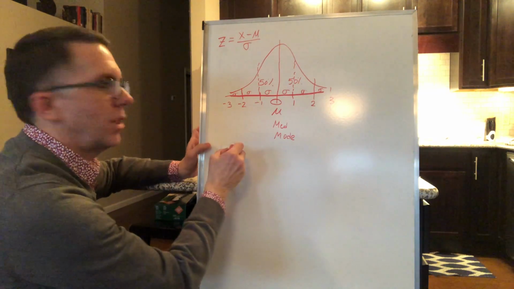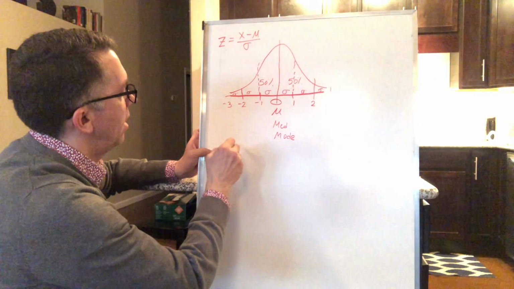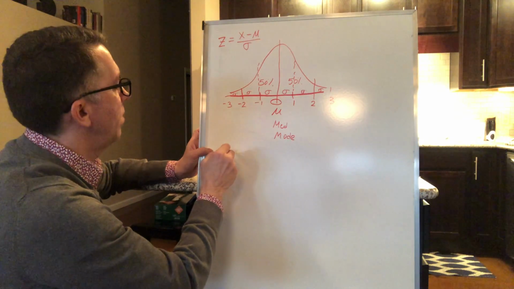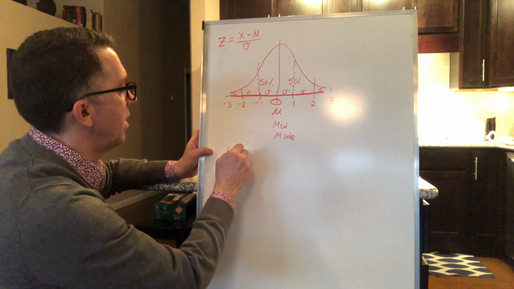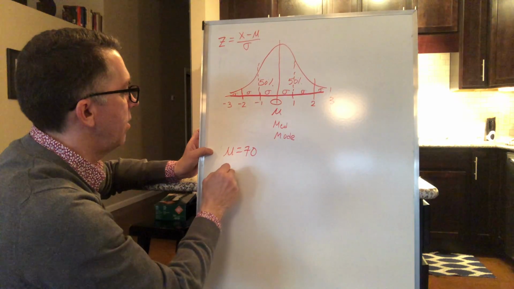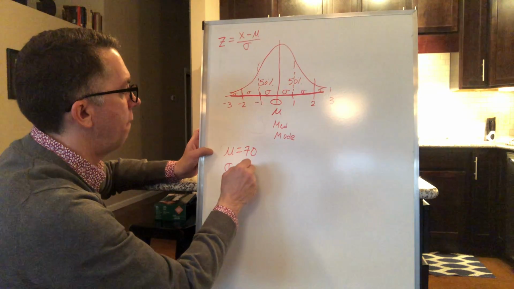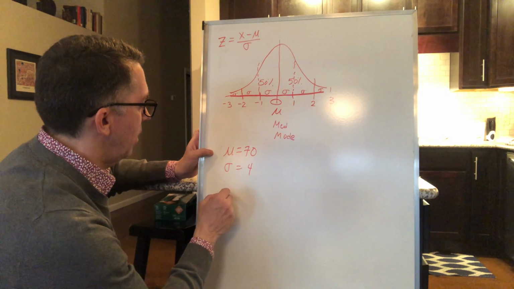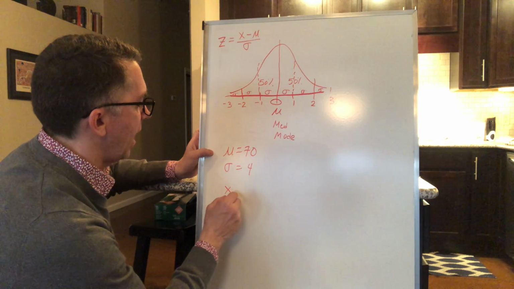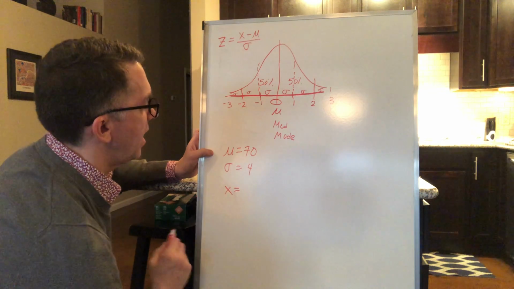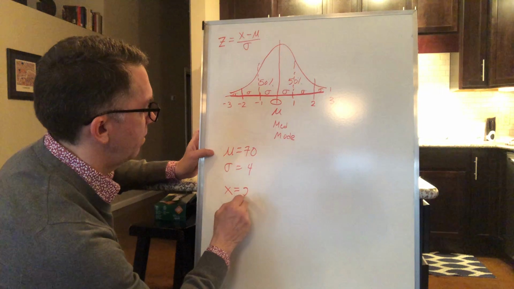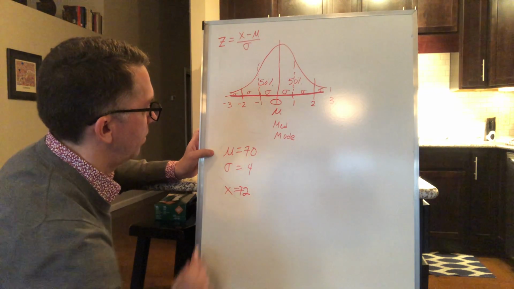So let's just say, for example, can you see this? That I have an observation. Let's say it's a test score, and the average of my test is a 70 with a standard deviation of 4. That's pretty close, not very spread out. And I'd like to know what's the Z-score of X. And X is going to be, let's say you got a 72 on the test. A 72. So what is 72?